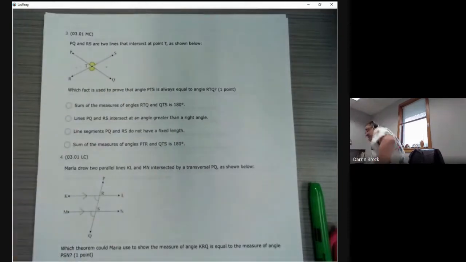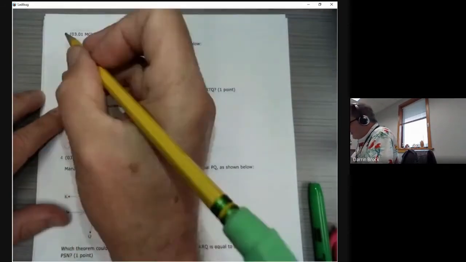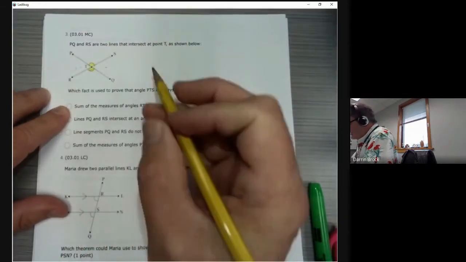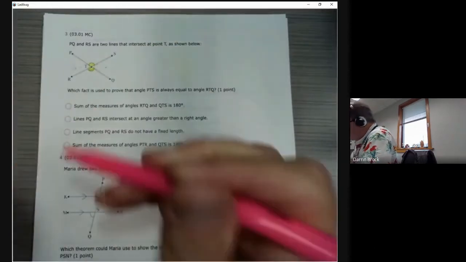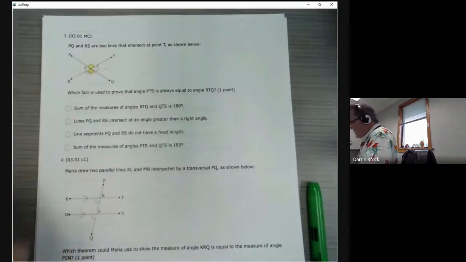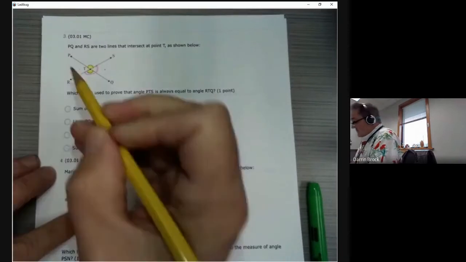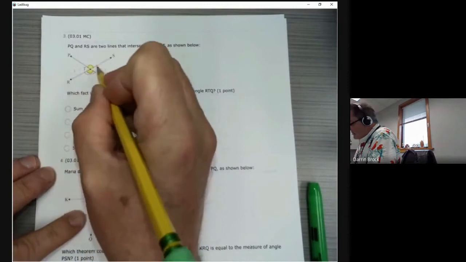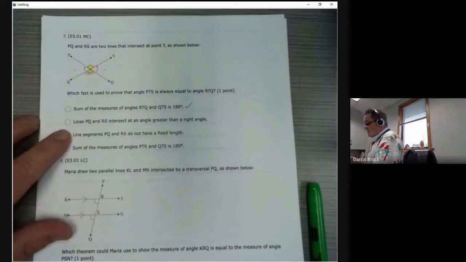But let's see what they did list, and let's find out what's true and what's not true. So let's start with the top. The sum of the measures of angle RTQ, okay, so that's this one, and QTS, that's this one. So let me mark those in pink. So it's saying this one plus this one is 180 degrees. Well, that's a true statement because when you add those together, 180 degrees makes a line. 180 degrees is half of a circle, because that's a straight line. That is true.